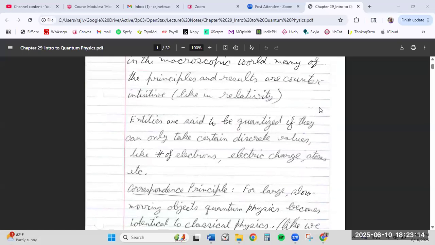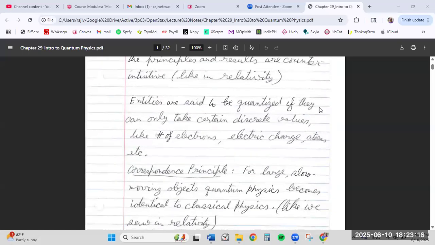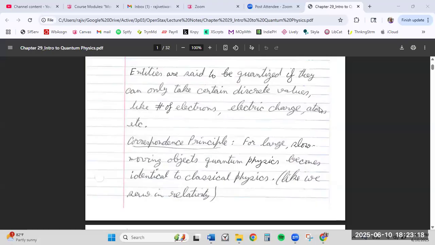First of all, the word quantum, quantization. Things are said to be quantized if they can only take certain discrete values. So, for example, the number of people in a room can only be an integer. It cannot be 3.5 or 4 and 4/4. So we say that the number of people in a room is quantized.